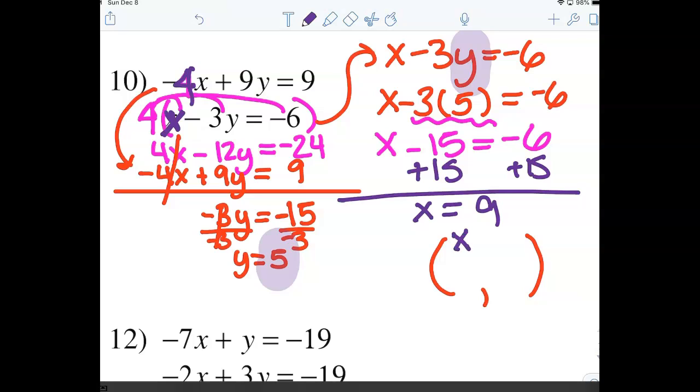Make sure you're writing it in the right order. Even though I solved for the y first, the x gets written first, the y gets written second. Okay?